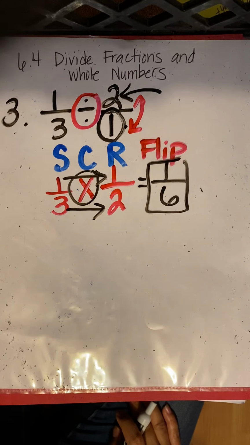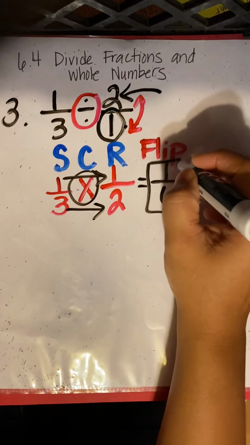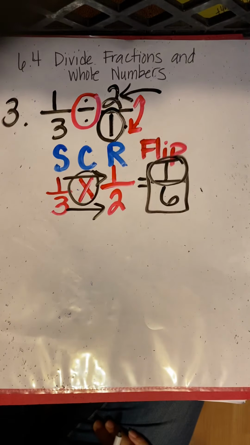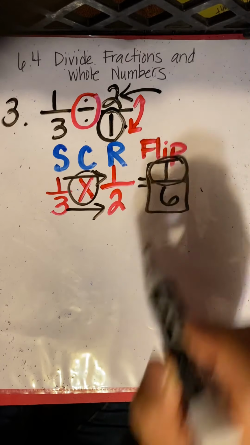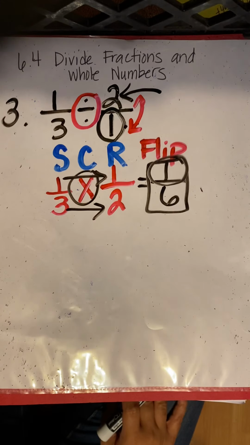Now, can you make that fraction smaller? Can you simplify it? The answer is no, because you have this 1 as your numerator, and that's the smallest form this fraction can get. Okay, so the answer for number 3 is 1/6.